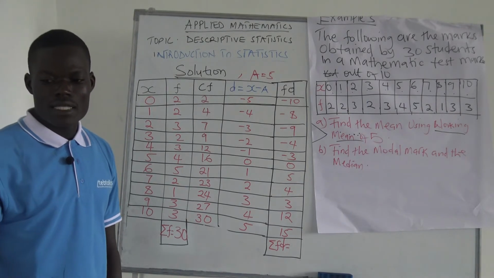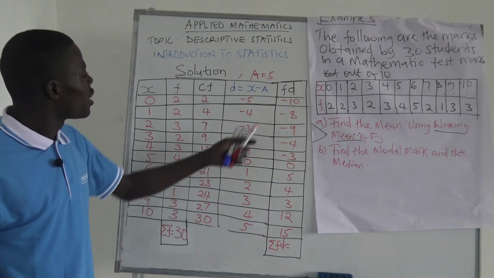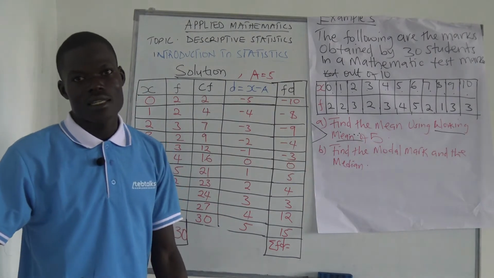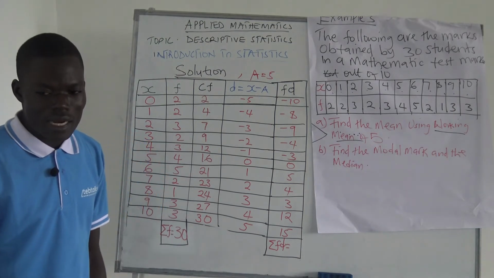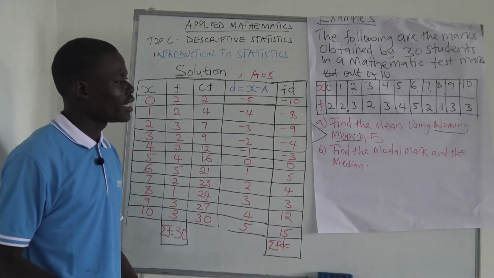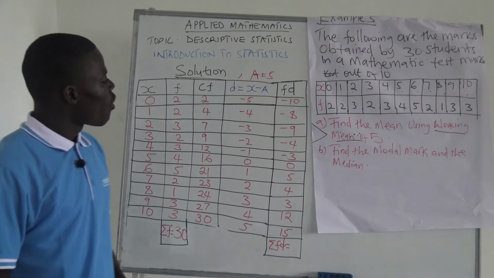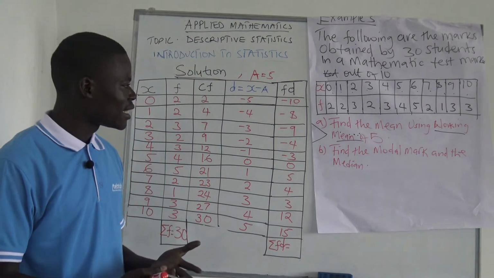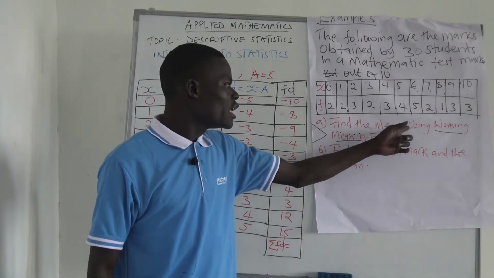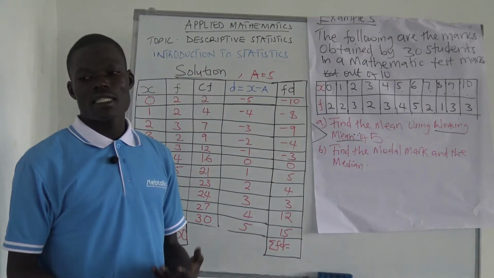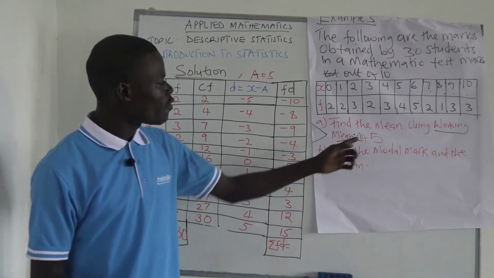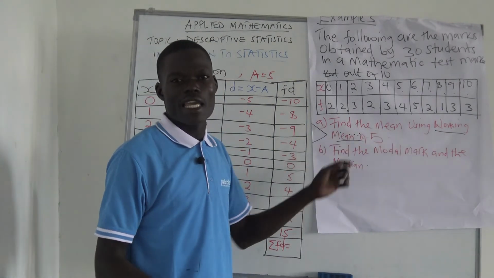So we say the first step is first identify what they want. If you get what they want, then immediately identify what you need to put such that you get what they want. For example, they need mean. Mean we know is given by summation of fx out of summation of f. But for this case, they need mean using working mean.